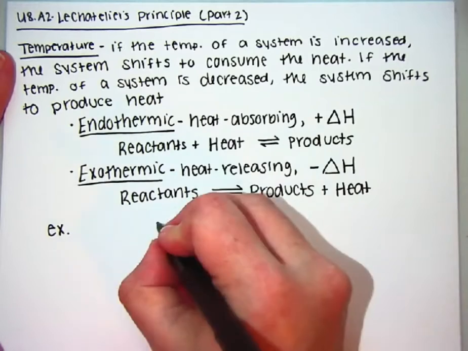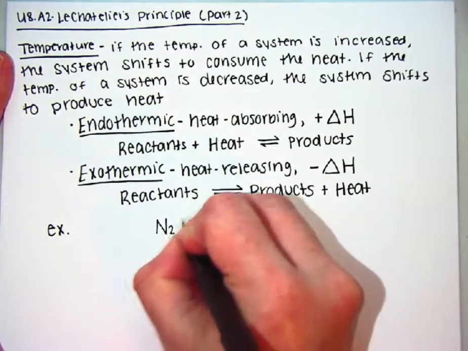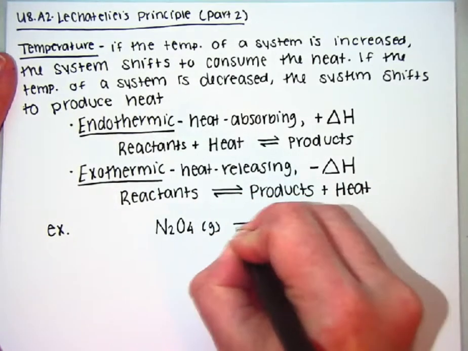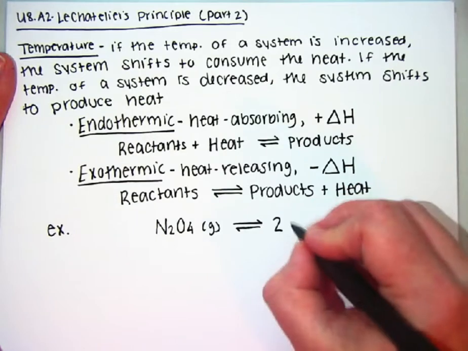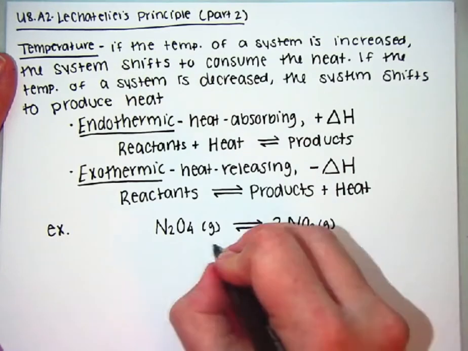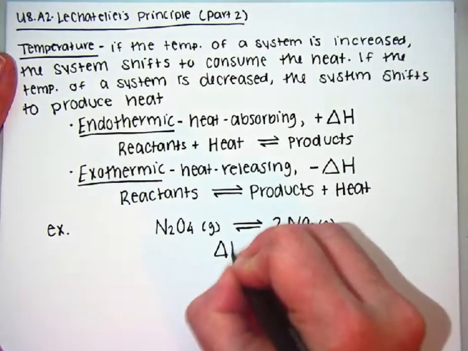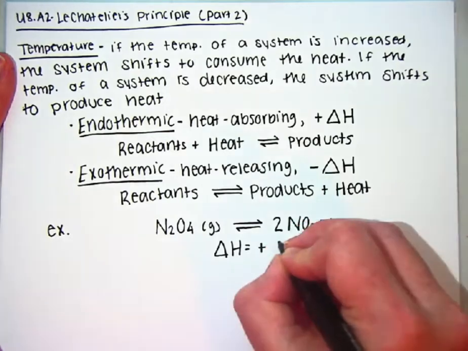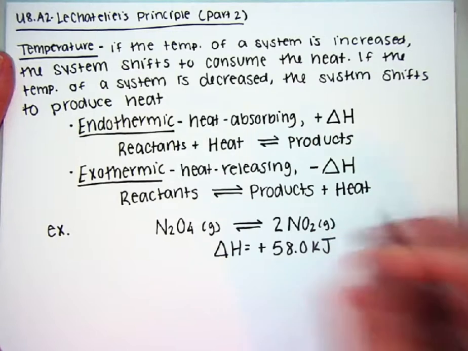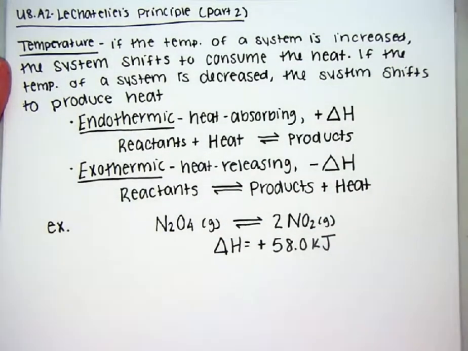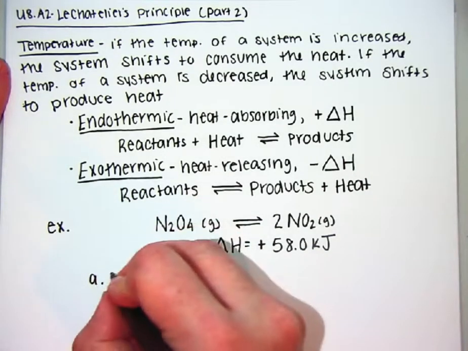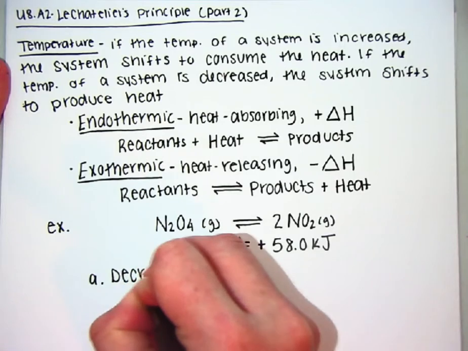So let's say I gave you this reaction, N2O4, and I told you that delta H was a positive 58.0 kilojoules. And I want to know what happens when I decrease temperature.